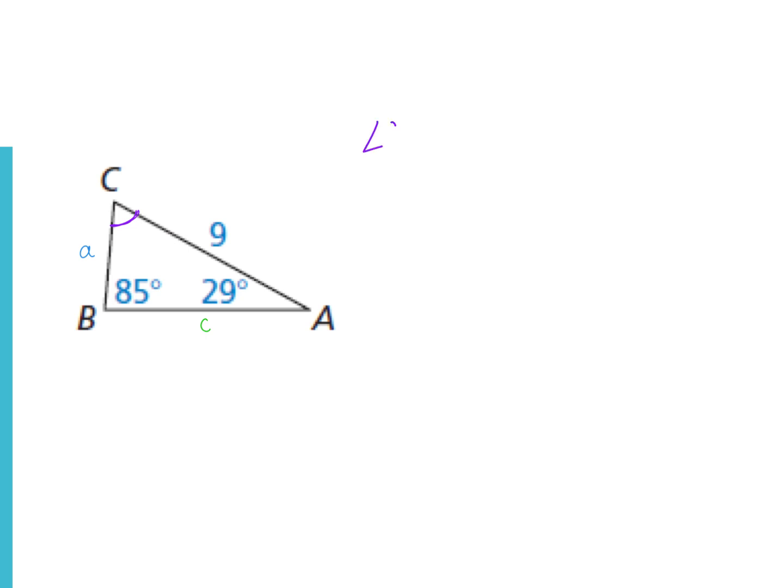So angle C, 85 plus 29. I'm going to get 114. And then 180 minus 114. If you subtracted correctly, what was your answer for that? 66 degrees. So right now, this is 66 degrees. And all I have to do now is find my sides, side A and side C.